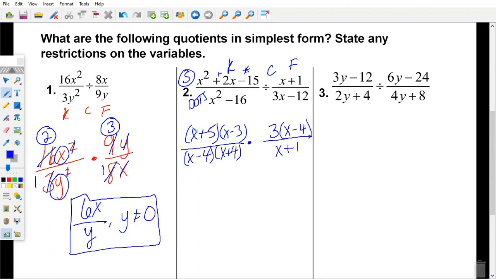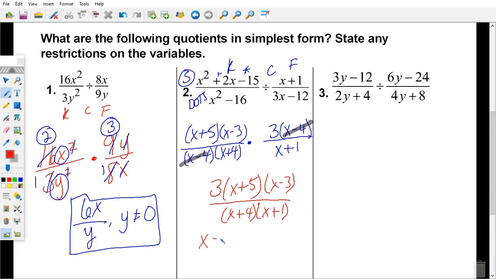And then is this any different than multiplication? Nope. So now we're eliminating. I can eliminate x minus 4 only, right? I don't see anything else that can be eliminated. So we're left with 3x plus 5 times x minus 3 all over x plus 4 times x plus 1. What are my restrictions? X can't equal what? 5, negative 5. There we go. Negative 4 or negative 1, right? Why is it all? Because there are 2 factors left, so there are 2 things that can make this equal to 0.